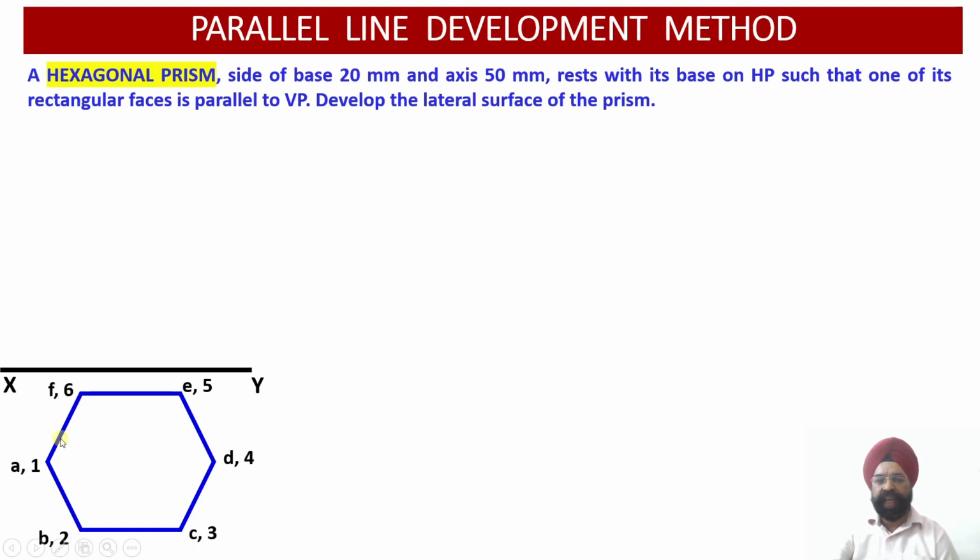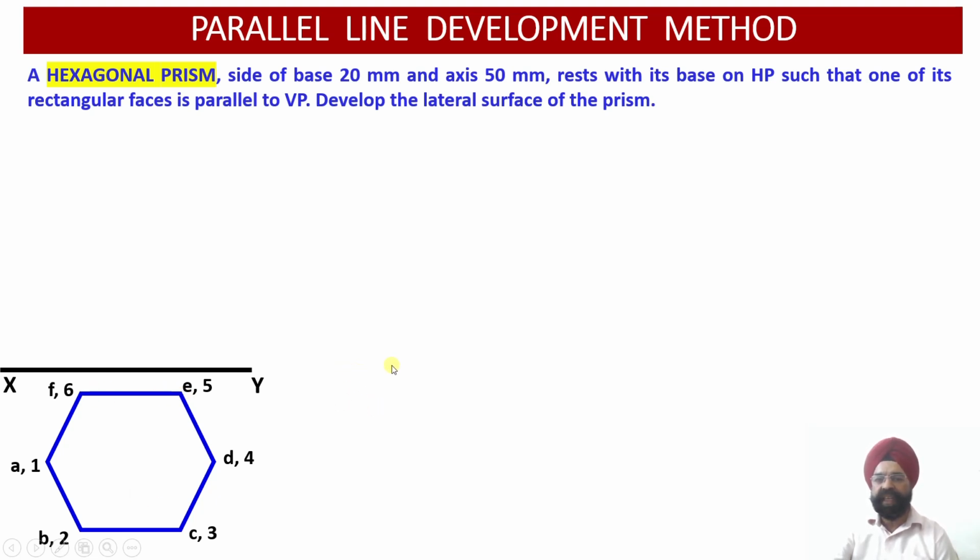Having drawn the hexagon, why have we drawn it in this orientation? Because we are told that one of the rectangular faces of this hexagonal prism is parallel to the vertical plane. You see this face 5, 6, F and E. This is the face which is parallel to the vertical plane, so that is why we have drawn this hexagon in this orientation.